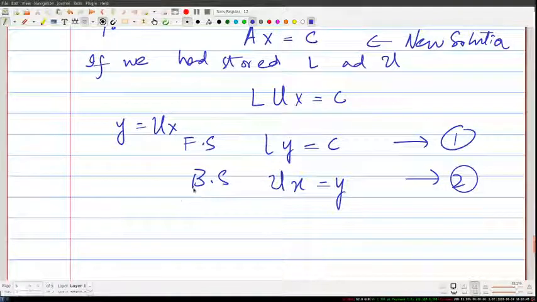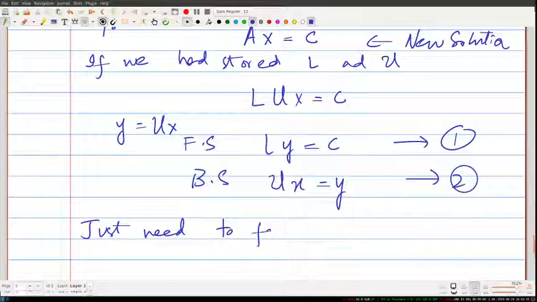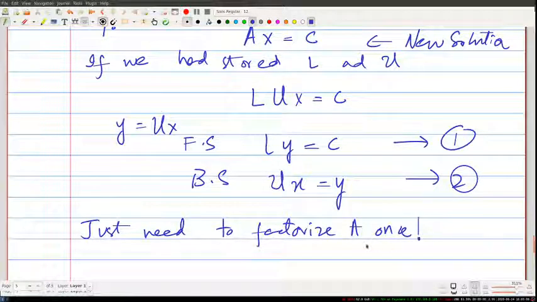And so the benefit of doing LU factorization is you just need to factorize A once. And then you can do forward substitution and backward substitution on as many right hand sides as you want. If you have to solve it for 100 right hand sides, you can do that. You will only need to do one forward substitution and one backward substitution for each, right?